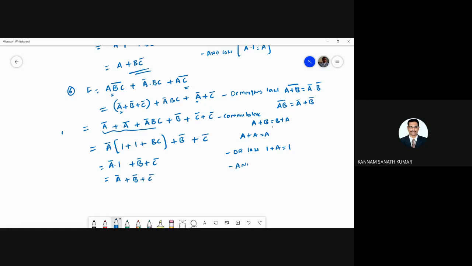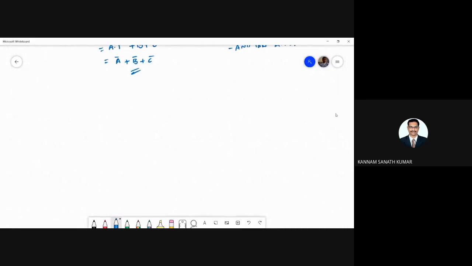So from AND law, what is AND law? A into 1 equal to what? A. So this is the final expression. I minimized the given expression into the minimum number of literals. Previously how many literals are there? Total 8 literals are there. So I minimized the given expression into three literals. So this is how you have to do it: apply the Boolean laws and minimize the given expression.